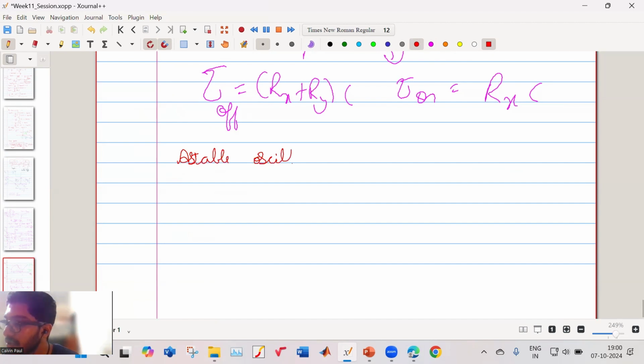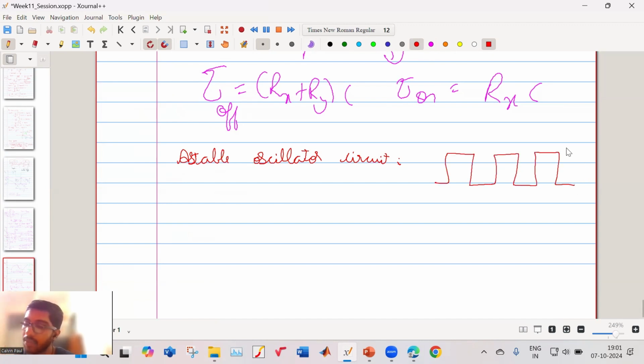So this astable oscillator circuit is a circuit whose output will not remain fixed. Its output will keep on changing. It will go high, low, high, low, high, low, etc. It keeps on varying. And how is it made? We have one inverting Schmitt trigger.